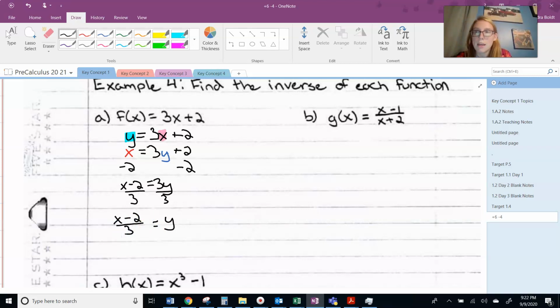Now the last thing we want to do is write it in function notation. So I have the inverse of f of x is x minus 2 over 3.